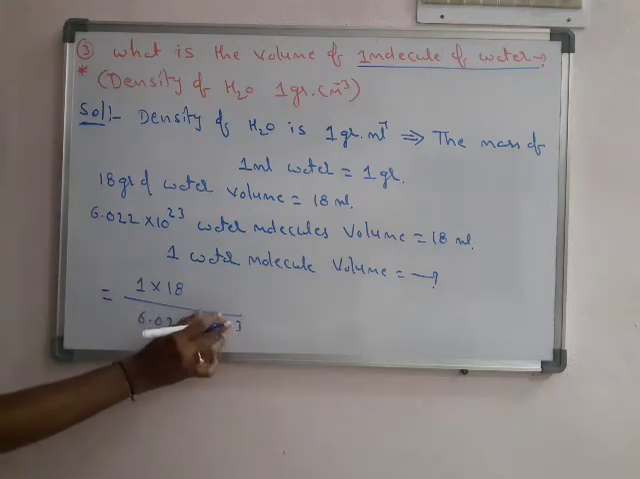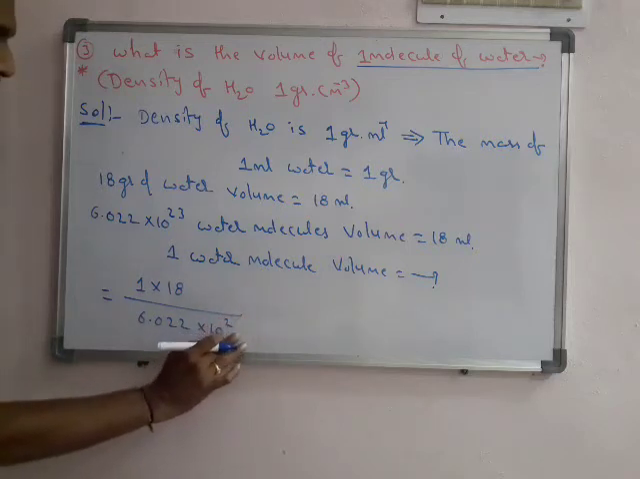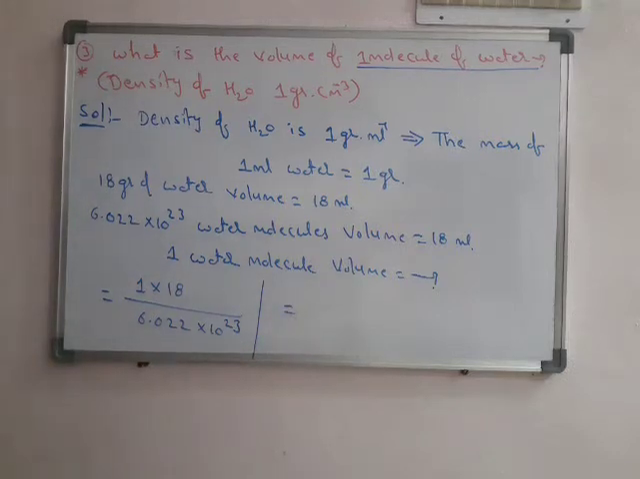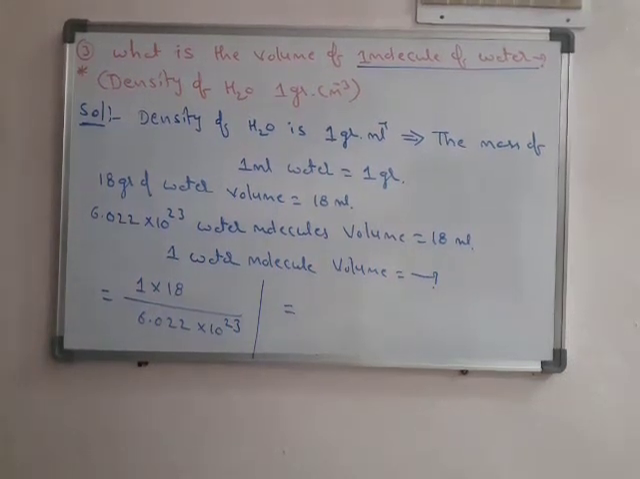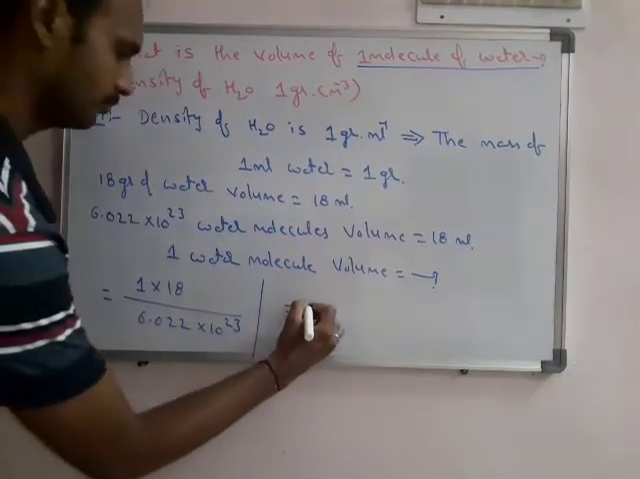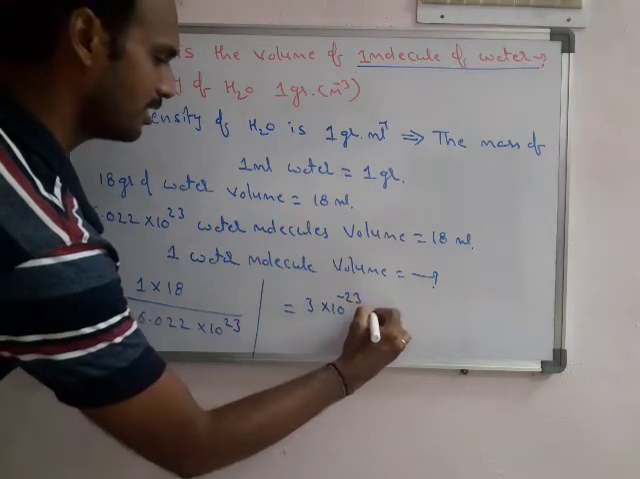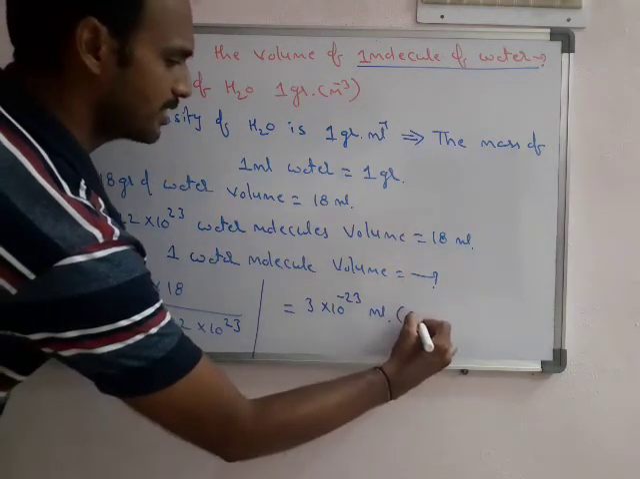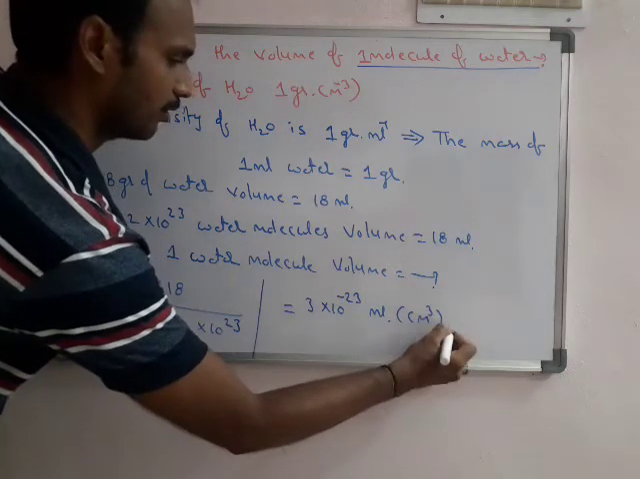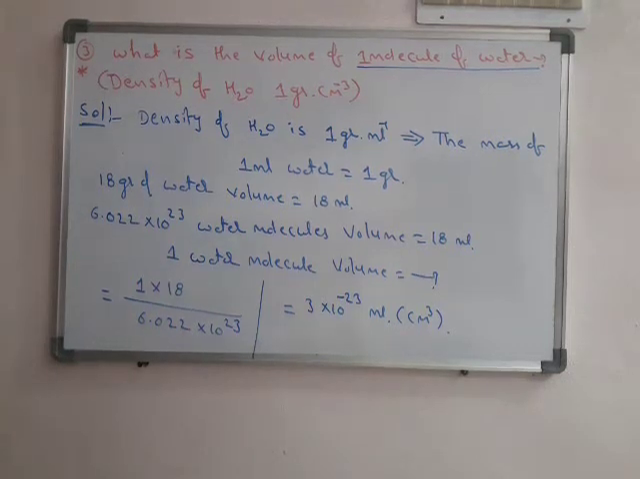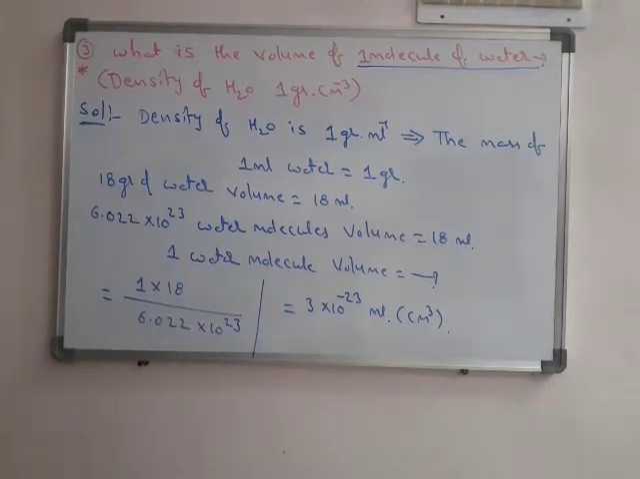In these problems, the calculation is also very important. Big calculations are present. So 18 divided by 6.02, approximately we will get 3 something, okay? 2.98, we can write 3. 3 into 10 power minus 23 milliliter or centimeter cube, both are equal. Which means 1 water molecule volume is 3 into 10 power minus 23.